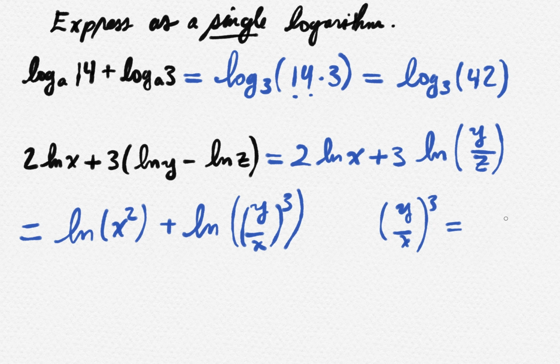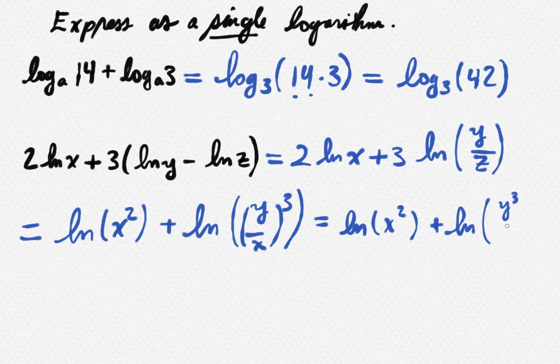Y over x cubed is going to equal y cubed over x cubed. So when we raise a fraction to a power, it's the same as if we raise numerator and denominator to that power. So we can rewrite this as log of x squared plus log of y cubed over z cubed. And this should be a z. That should be a z. There we go. Much better.